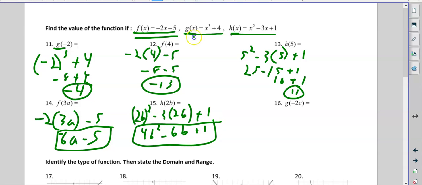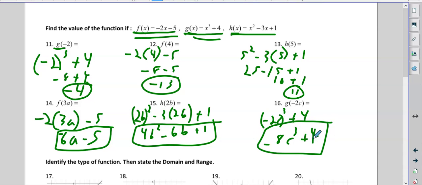Negative 2c, we're going to plug that in right here. So we're going to take the x out, that's being cubed, and replace it with negative 2c. Plus 4. Now negative 2 cubed is negative 8. C cubed is just c cubed. And then plus 4. And that's as far as we can go.